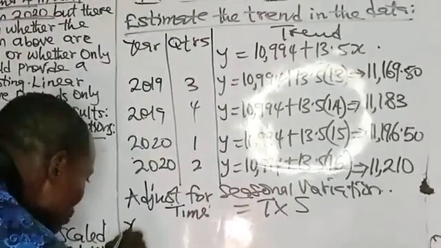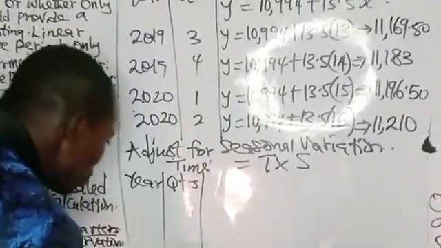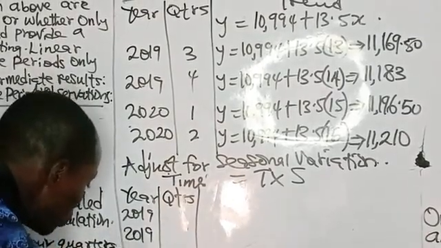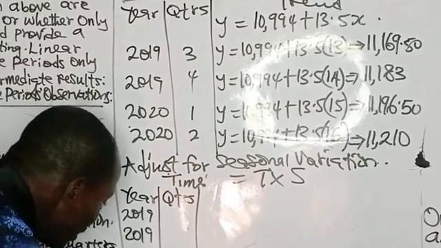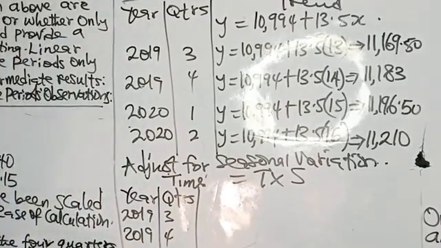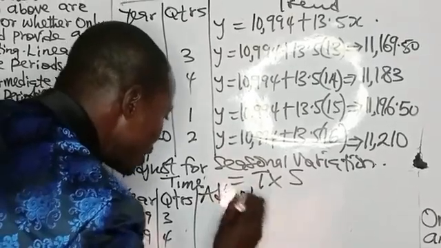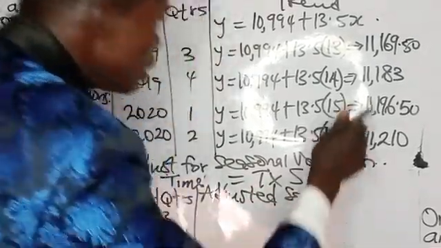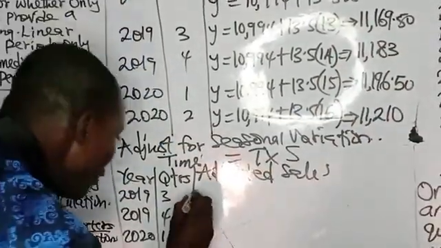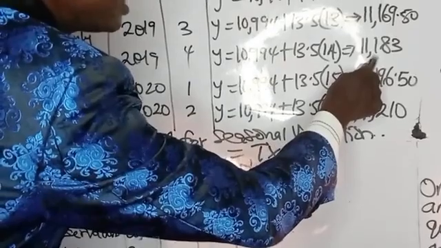So we have year and quarters: 2019, 2019, 2020, 2020. This is quarter 3, this is quarter 4, this is quarter 1, and this is quarter 2. Then the seasonally adjusted sales. We have 11,169.5. Then we have 11,183.